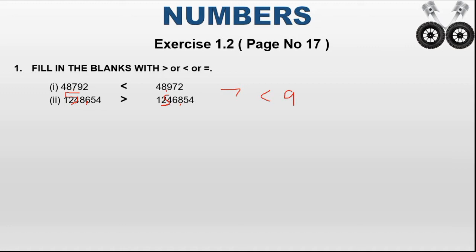When I compare the fourth digit, I am having here 8 and here 6. So which is the greatest? 8 is the greatest. So 12,48,654 is greater than 12,46,854. So what is the next number?